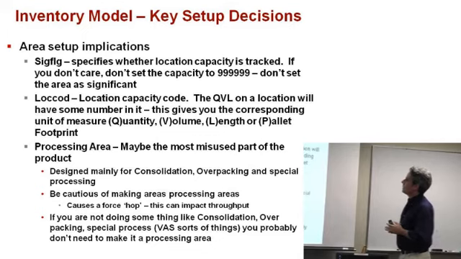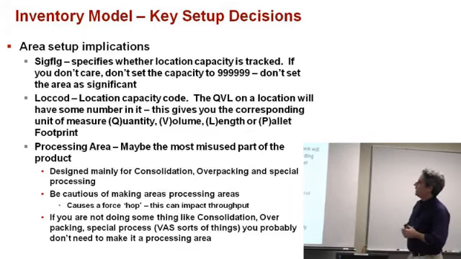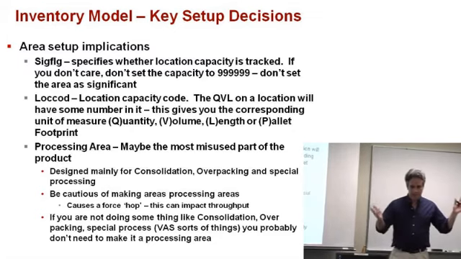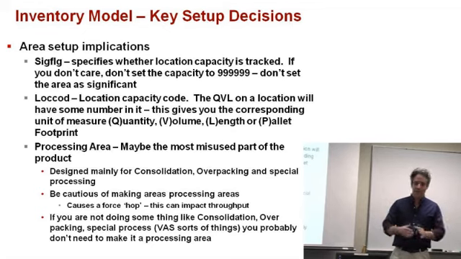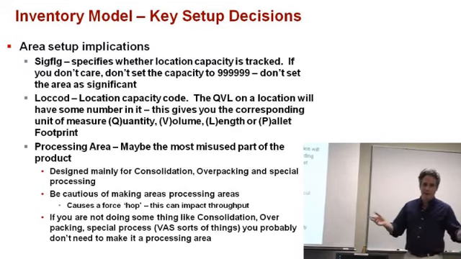Some things that have implications: the significant flag allows us to basically say whether we're tracking the capacity. Please, please, please use the significant flag and don't just set everything to significant and set all the values to 99999 for your max, because we're always going to be putting stuff in there and we don't really care about it, right?